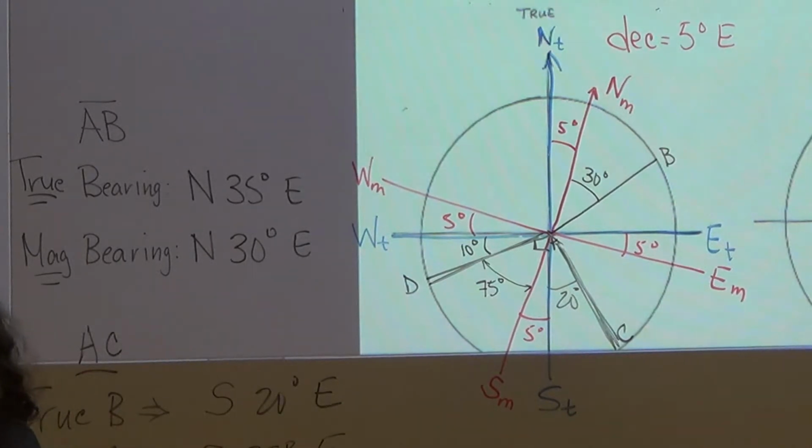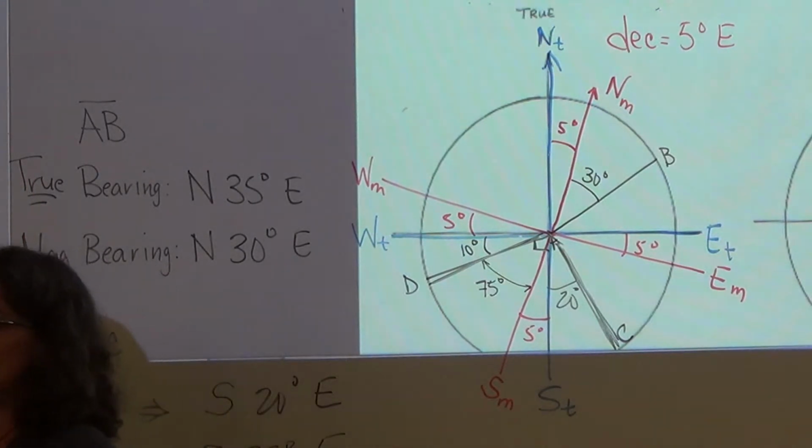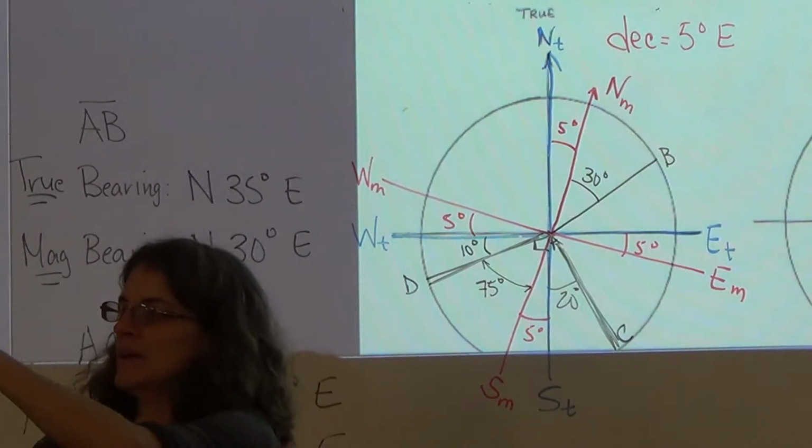Okay, so right now there is zero declination, right? And then now we have, what is it? 5.